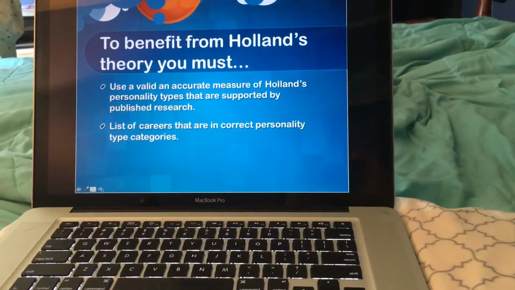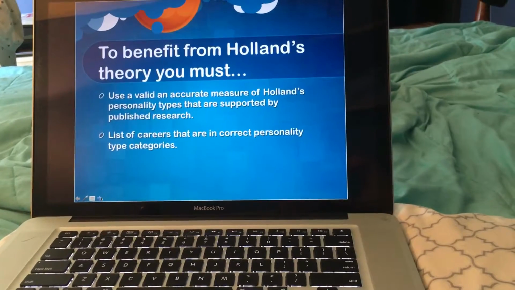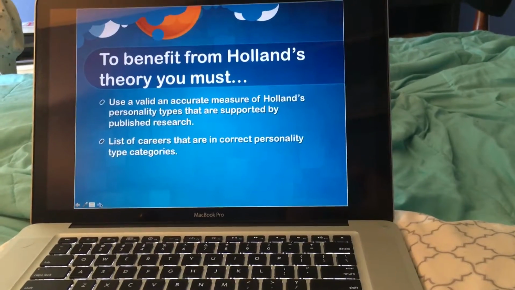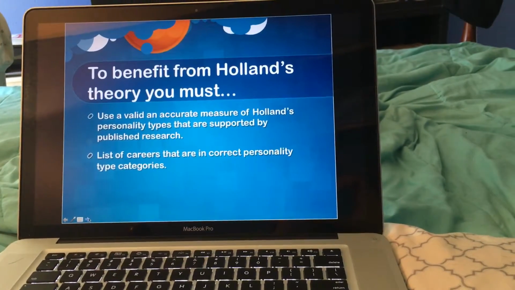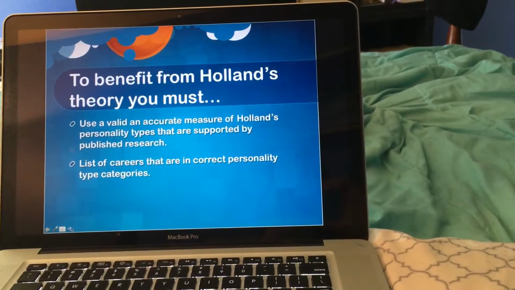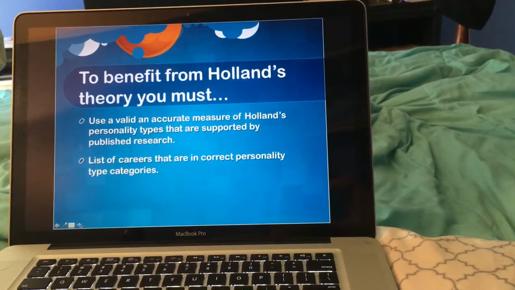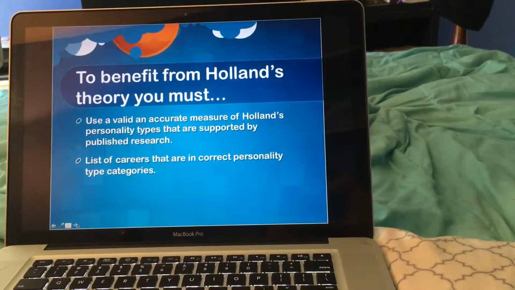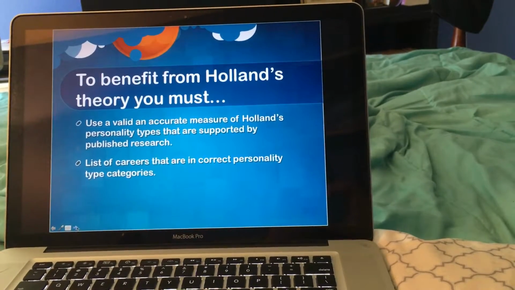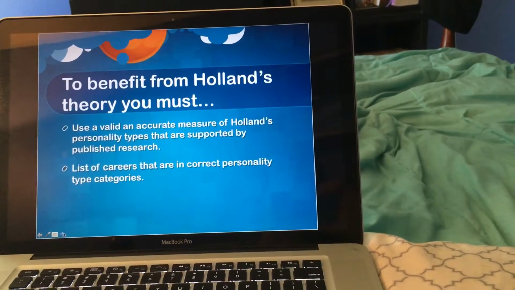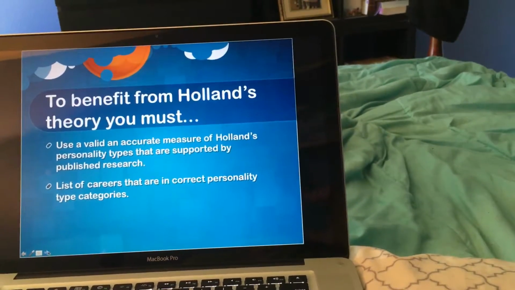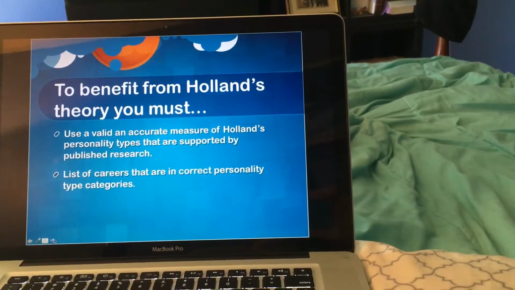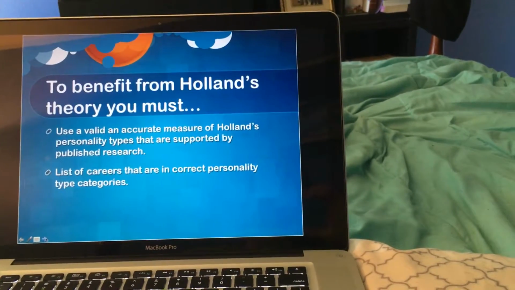To benefit from Holland's theory, there are several things you must do. Number one, you have to use a valid and accurate measure of Holland's personality types that are supported by published research. In other words, you can't make up your own personality type or your own competency. It has to be something that's already been published as that personality type. And the list of careers has to be correct within the personality type categories.